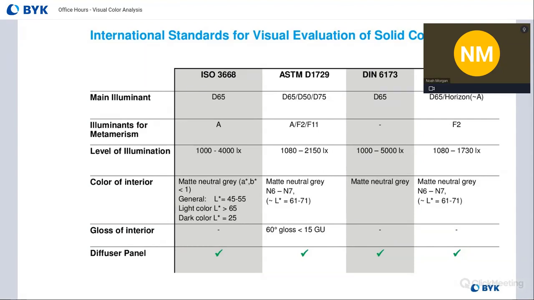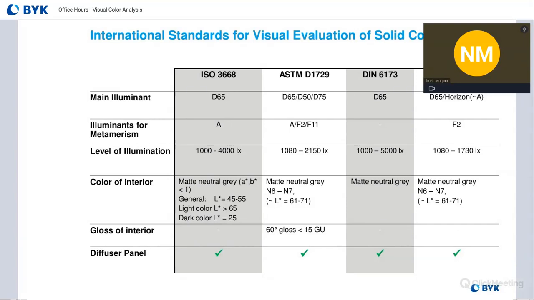And then you see some of them measure for metamerism here as well, except for DIN. And we'll talk a little bit more about metamerism later on. You can see the level of illumination they call out in the standards. They're mostly around the same in lux. And what's interesting is that the color of the interior that they call out for in these standards is all pretty much the same. It calls out for a matte neutral gray color. And this is because that background color can play a role in how we're going to see that color. So they wanted to make sure that everything remains neutral so that we can see what we're really seeing.